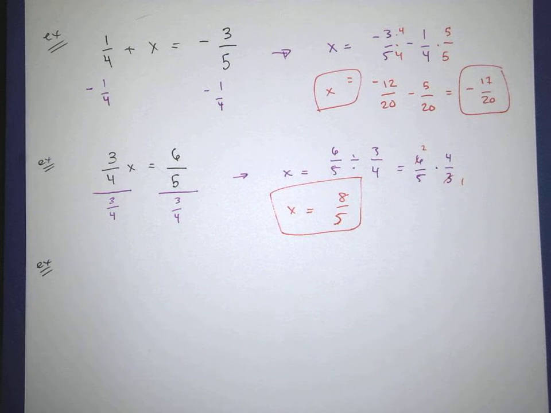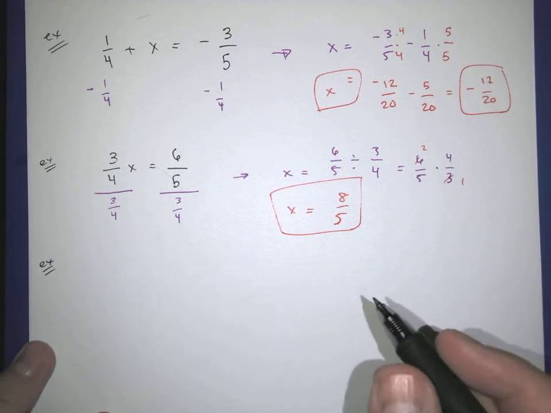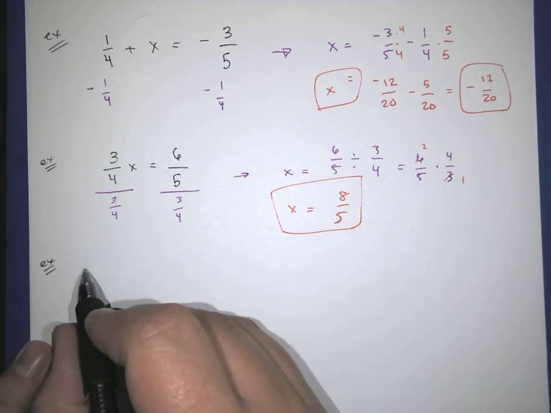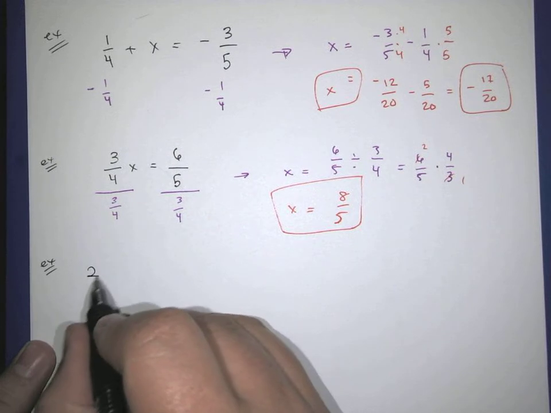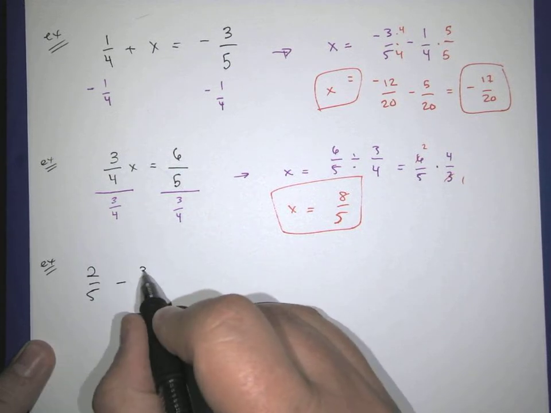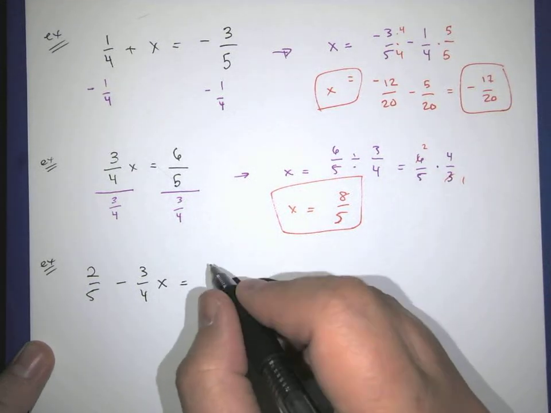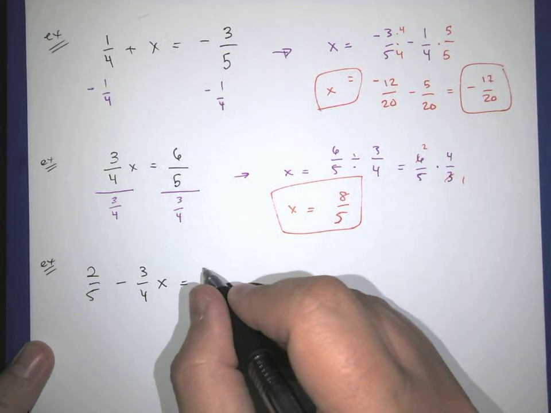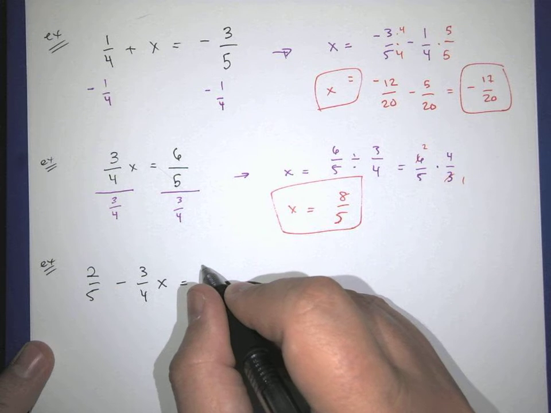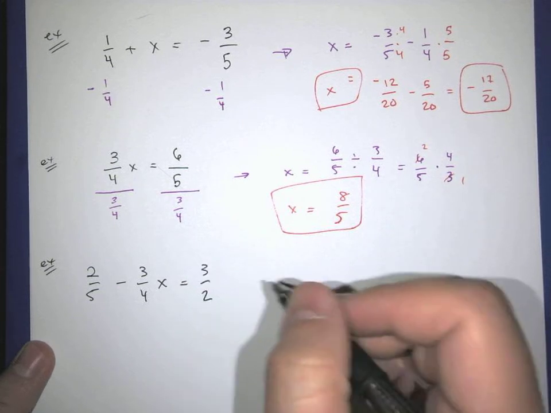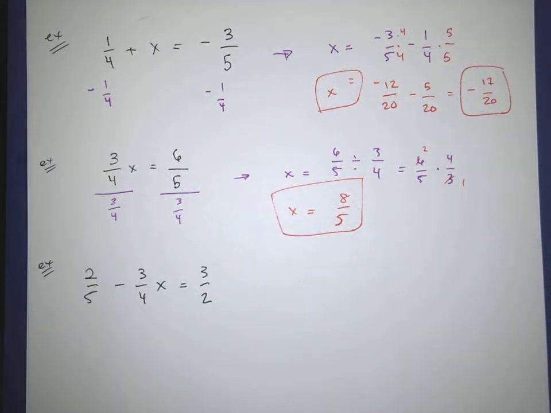So let's consider something that's maybe slightly longer. Let's put a little bit more stuff into here. Again, nothing super wild. I'll just throw a couple more numbers in. So how about 2/5 minus 3/4 x equals, I don't know, what else do we got? 3/2? Sure, why not? So do a little bit of each here.